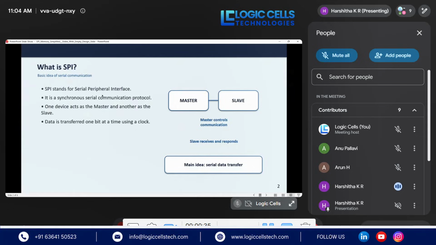SPI stands for serial peripheral interface. It is the communication protocol between the master and slave. The master controls the communication and the slave responds to the master. The important point is that data is transferred one bit at a time and the clock controls this transfer. So the basic communication is between the master and slave through the SPI interface.